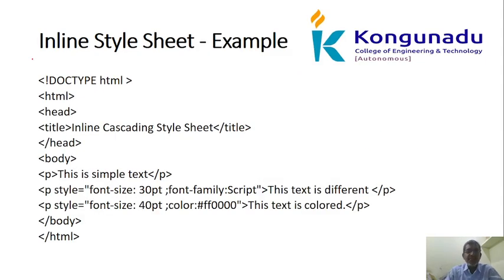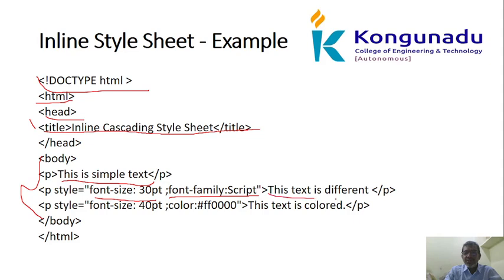So the example program has been given here. Here the document type HTML is defined, and the HTML head has been given. The title has been given as inline cascading style sheet. So the head has been closed. Within the body, I am going to define a few things. In the paragraph I defined: this is a simple text. In the next one I am going to define the inline style sheet. So P style should have font size 30 point, and font family is scripting type. So this is different. The paragraph has been defined like this. Next one, this text is colored. I gave some color value, and then font size will be 40.